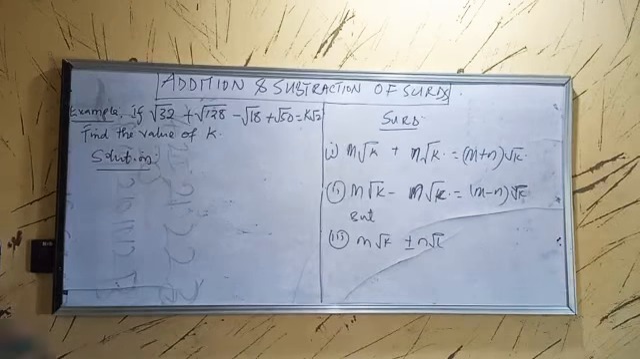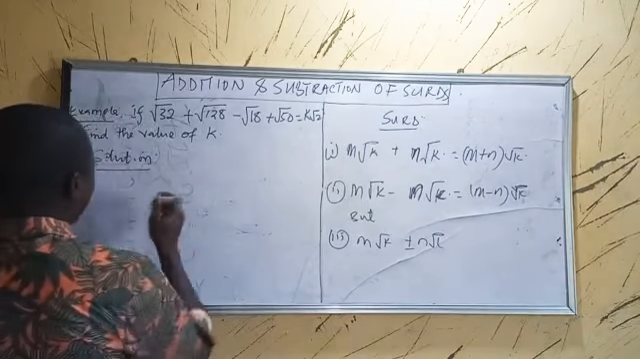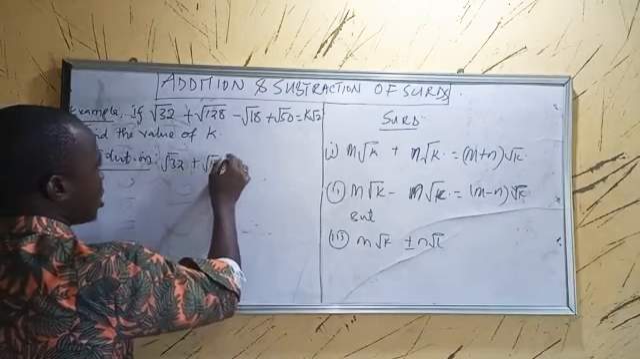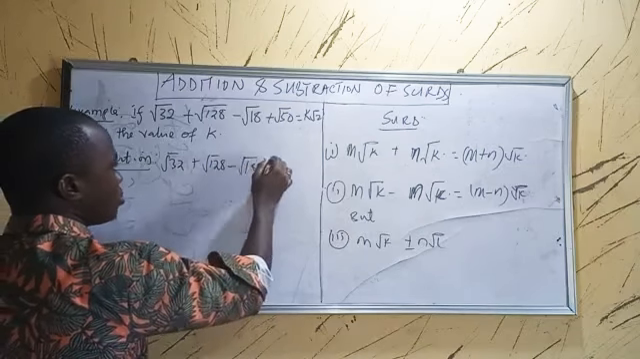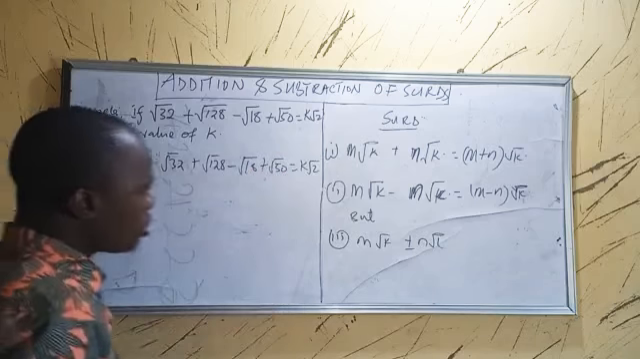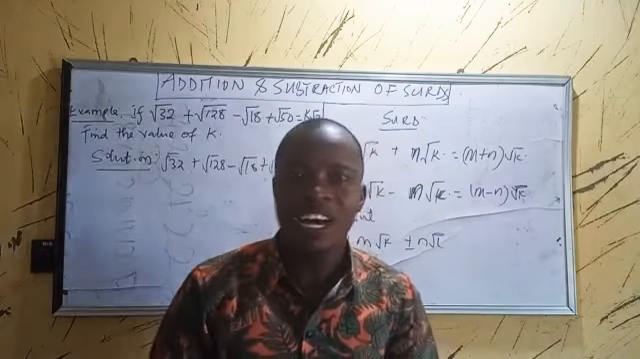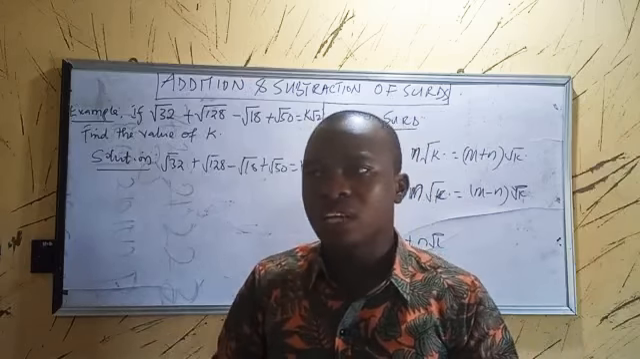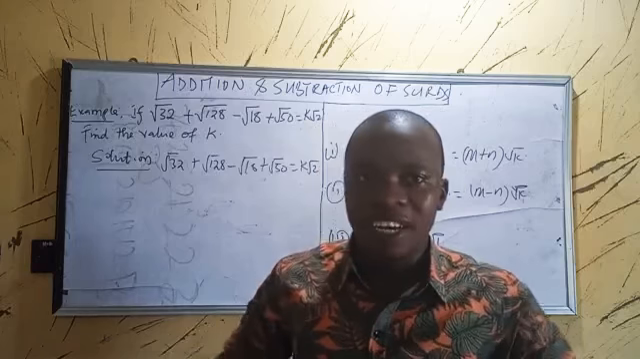We have to solve this. So we are going to write down the question again. We have root 128 minus root 18 plus root 50 equals k root 2. So now what are we going to do? We need to simplify this further to the simplest term where you cannot simplify again.